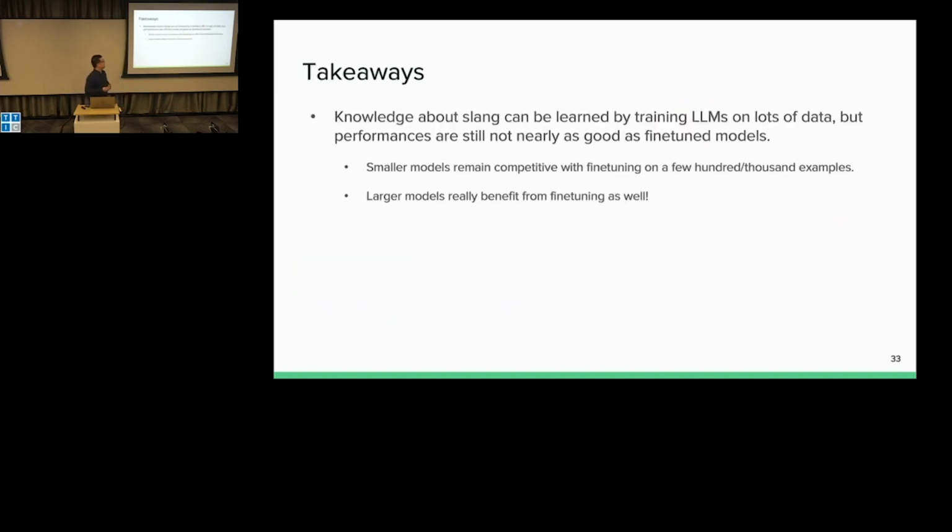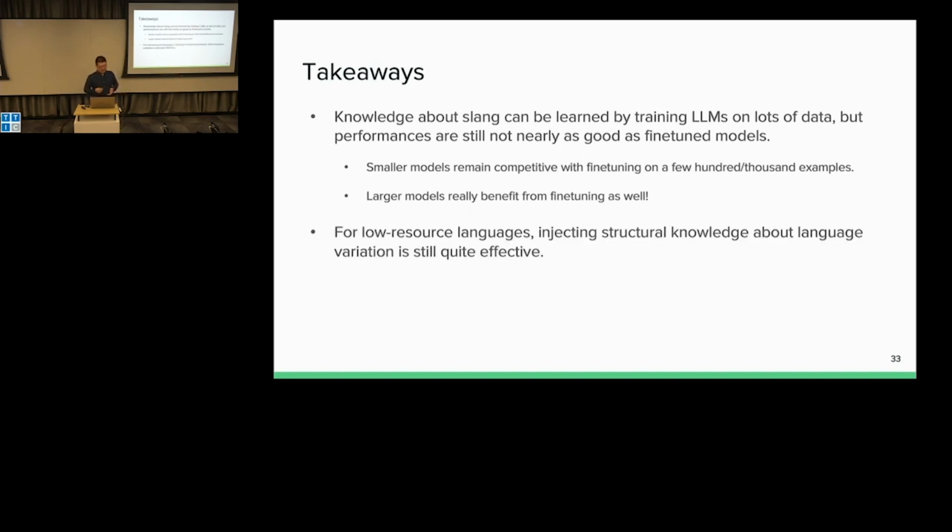So I hope I can drive home a few key takeaways today: the knowledge about slang can indeed be learned by training LLMs on lots of data. But if you want to achieve good performance, we still need to fine-tune the models with high-quality data. Smaller models are still very competitive if efficiency is something you want to consider. And for a lot of the low-resource languages in the world today, we still have to inject structural knowledge about language variation, which can be very effective in cases where we don't have a large corpus to train on.